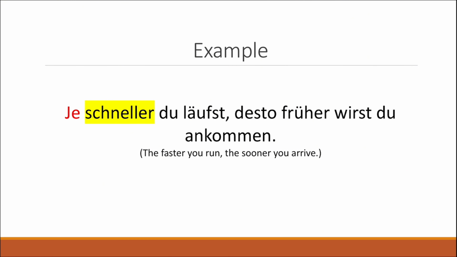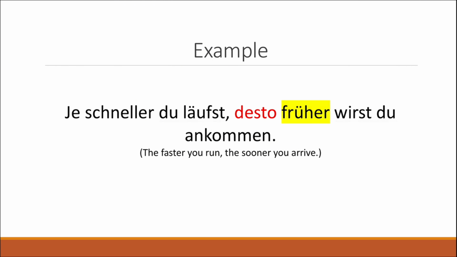Now, if we consider the first part of the sentence, je schneller du läufst, you can see that we firstly have je, then we have directly the comparative of the verb. The word in this case is fast, which means schnell, so you're going to get schneller, which is the comparative. We already talked about comparatives, so please check also the video we already did about comparatives if you don't know anything about this topic. And then the second part of the sentence is introduced by desto, and then we directly have the comparative, which is früher, the comparative of früh, which means soon, and this also explains why we have the sooner you arrive.